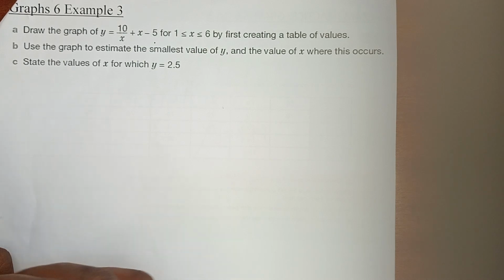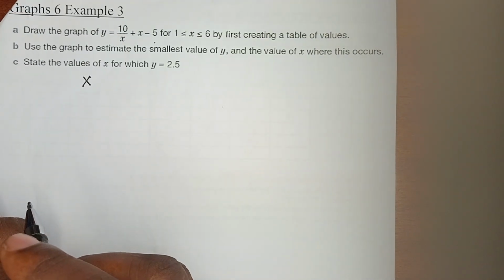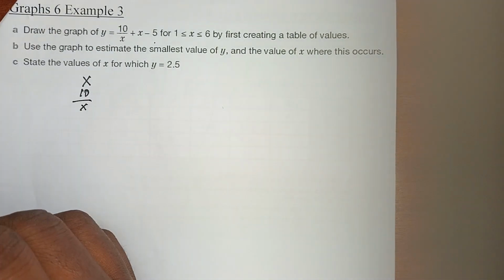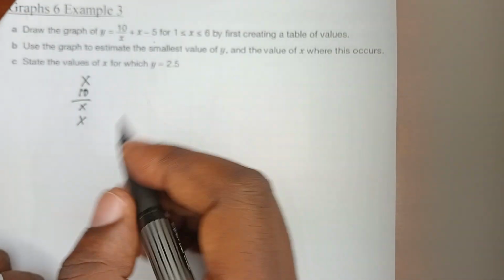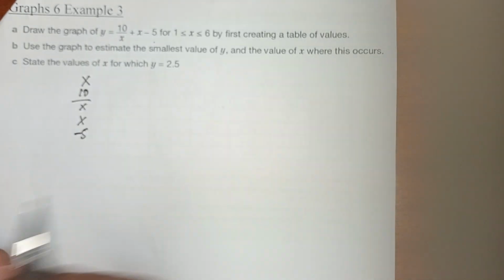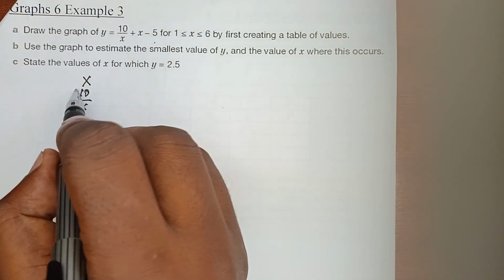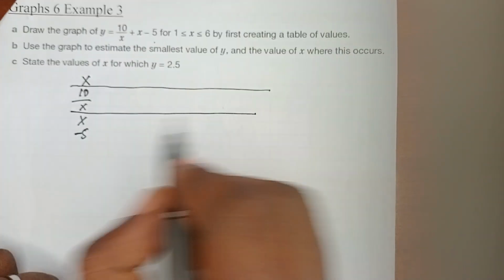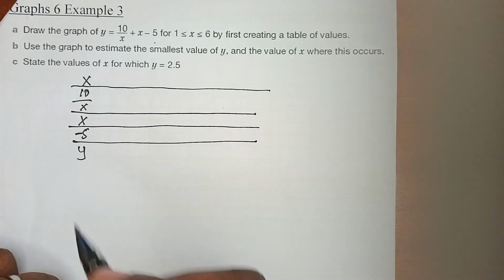That is exactly what we're going to do. Within that, we have x. Next, we have 10 over x, that's another row. The next row is x itself, and of course we have the minus 5, which is a constant. All these values are going to be considered independently. So this is 10 over x, this is x, and this is minus 5. And finally, we have y.